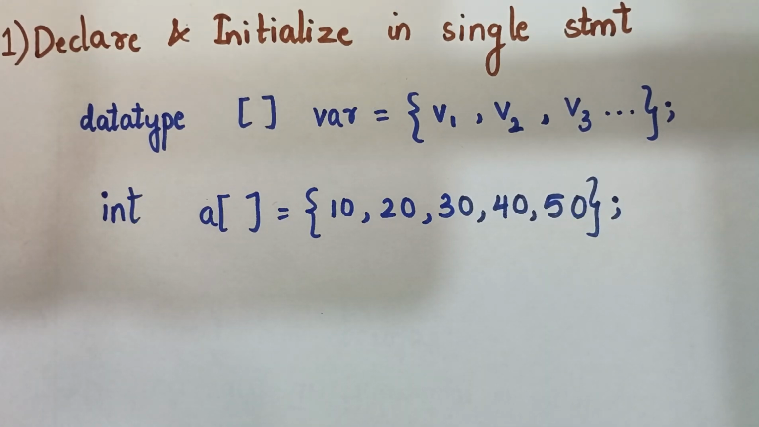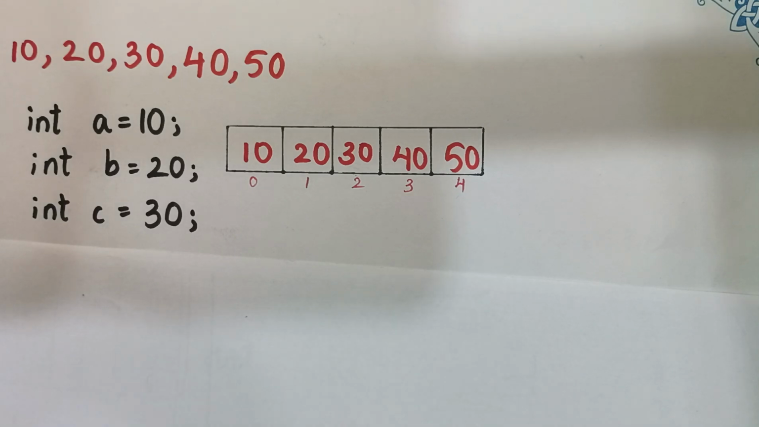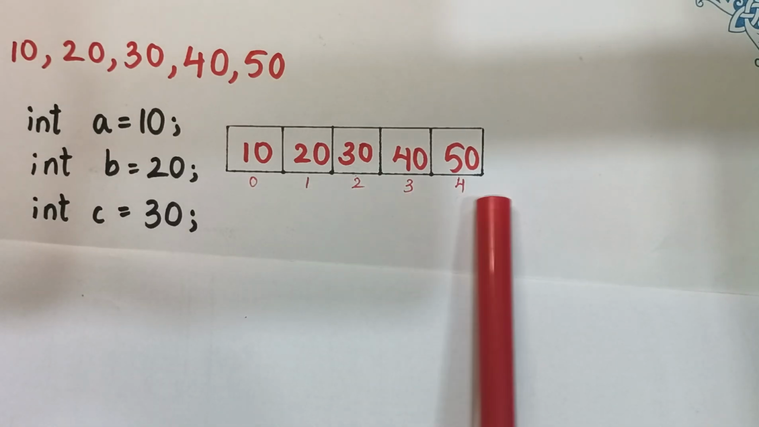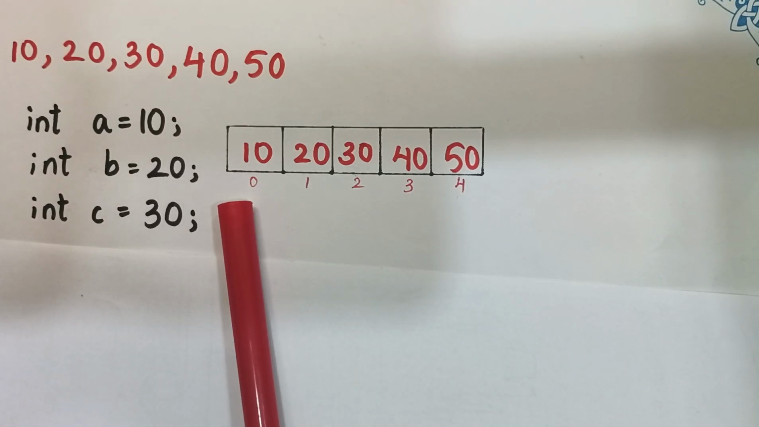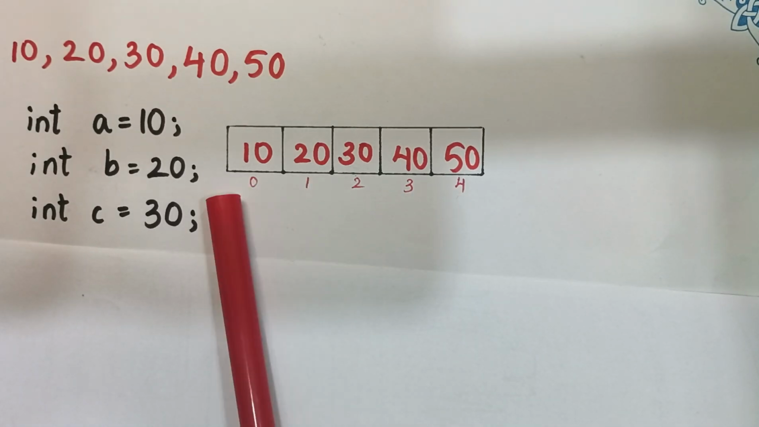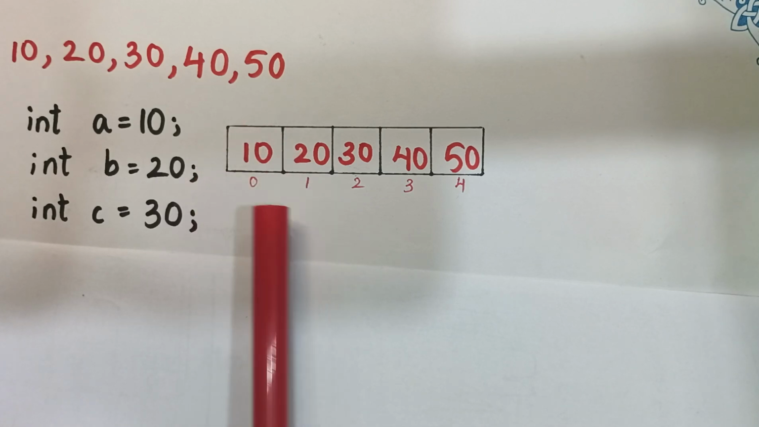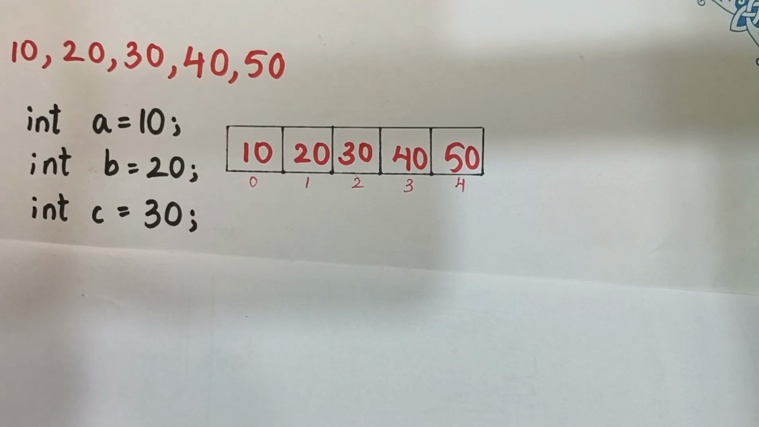Now to access a single element from the array, how should we access it? If we want to access this 10, then how should we access it? We have to access an element in the array based on its index position. As discussed earlier, each element in this memory block has been assigned an index value starting from 0. So to access an element in the array, we use the index position.